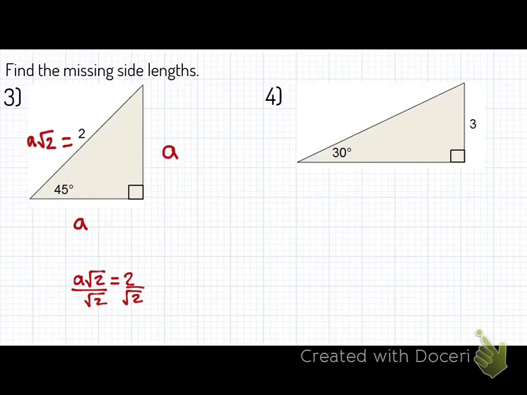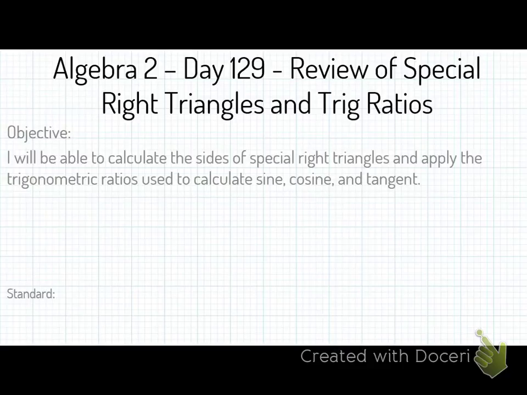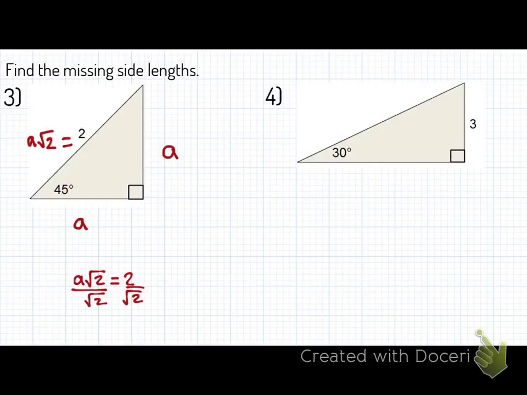What's the answer? What does this simplify to be? Rad 2. Is that true? Yes. Okay, good. Right, because you have to rationalize the denominator, and then you get 2 rad 2 over 2, which becomes rad 2.